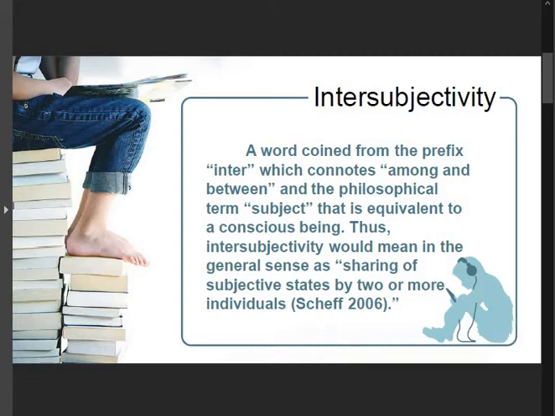Okay, so going back, intersubjectivity is an organic union of our subjective, please take note of that, subjective and objective reality. So we may say that subjective refers to us, human being.